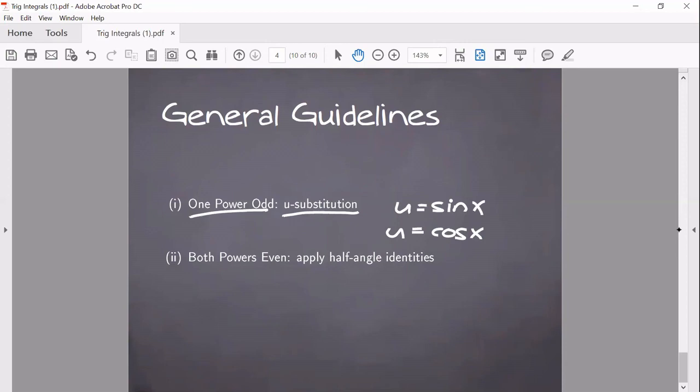The only other thing that can happen when we're looking at powers of sine and cosine is maybe both of the powers are even. In this case, we can't do a u-substitution, but there is another method that we can do. We can apply those half-angle identities that I discussed on the first slide. We'll show an example of this in the next video.